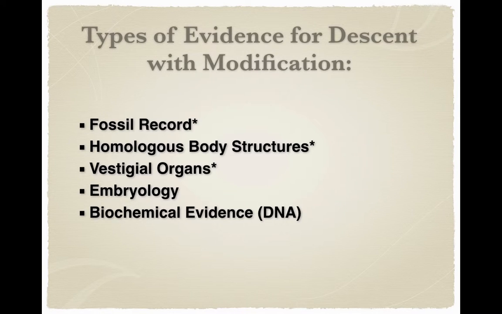Scientists use 5 main types of evidence to try to support the idea of descent with modification. The fossil record, which you have been exploring and we will talk about briefly, homologous body structures, and vestigial organs, we'll learn what both of those concepts are, embryology, which is how embryos develop, and biochemical evidence, which is generally in the form of looking at DNA relationships among species.